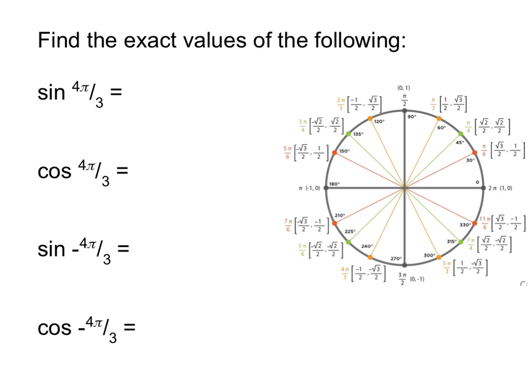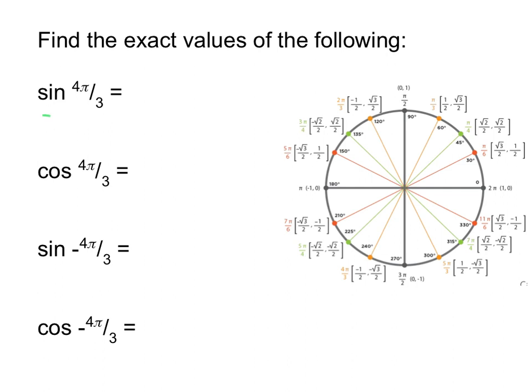Now, what we're going to do is find the exact values of different marks throughout the unit circle. For right now, you can have your unit circle in front of you so that you can see how these values are created. Eventually, we're going to do it without the unit circle, but today we will use it.